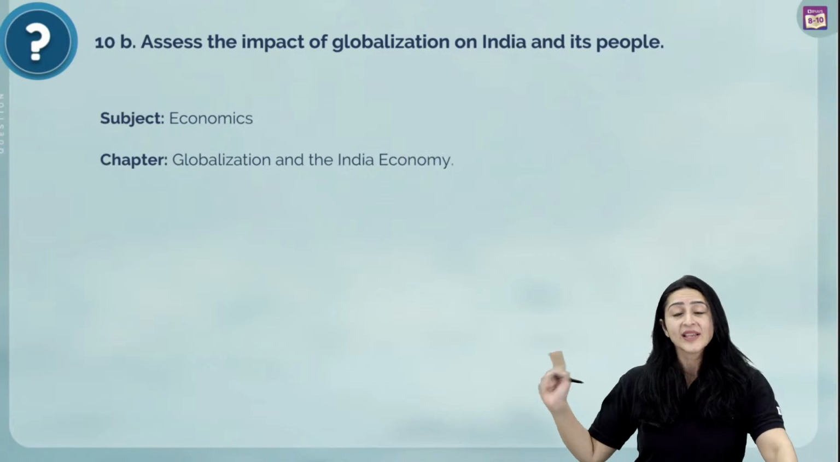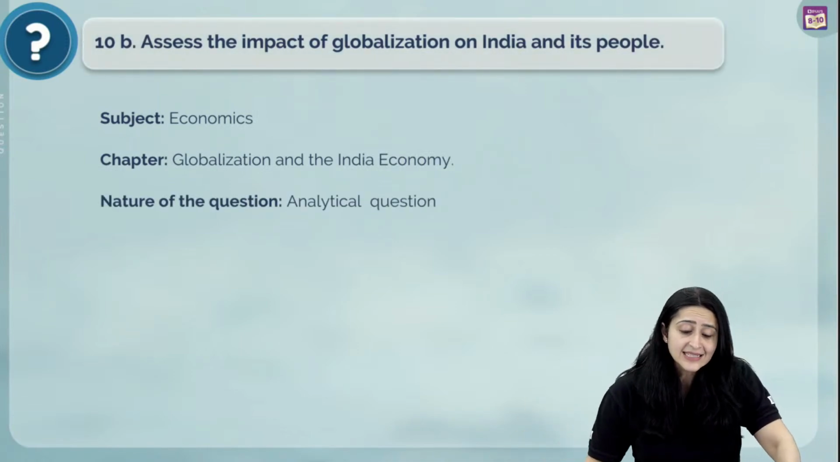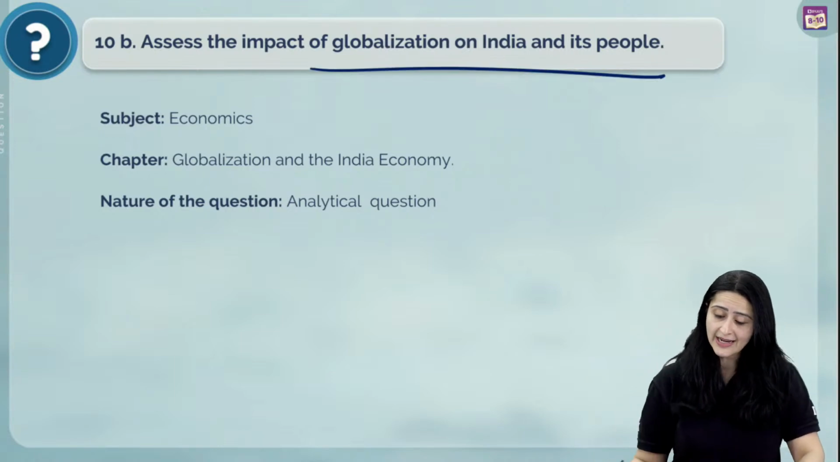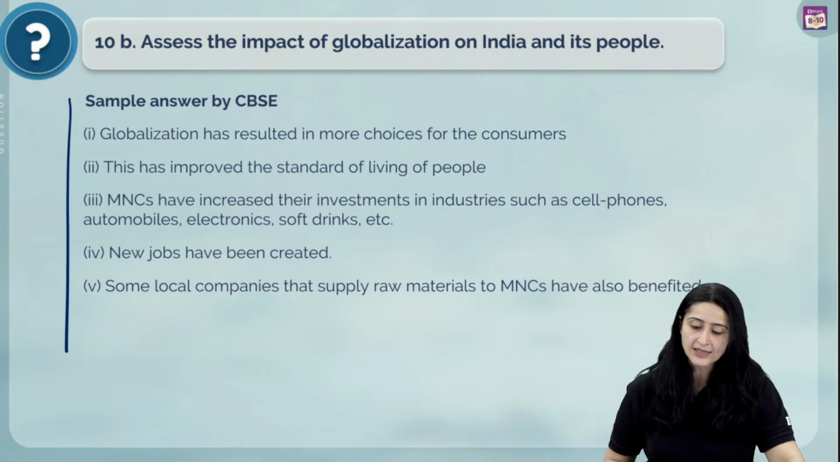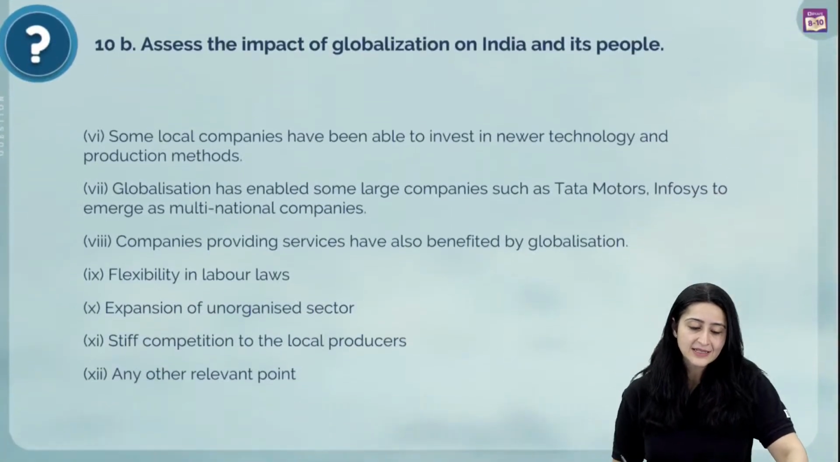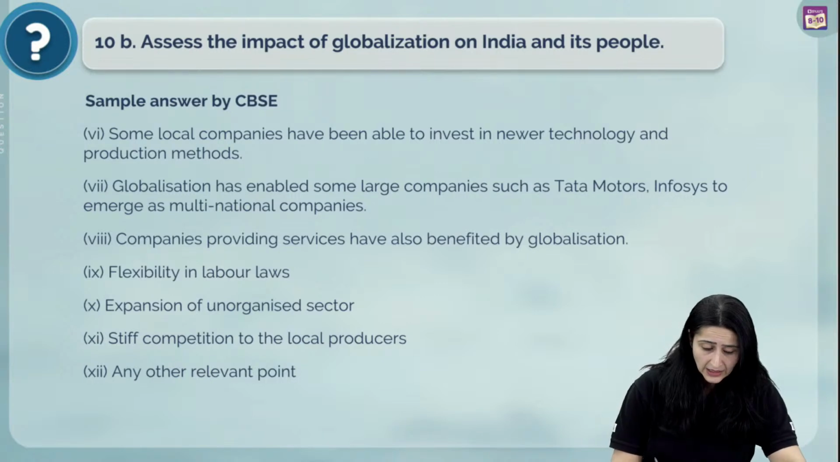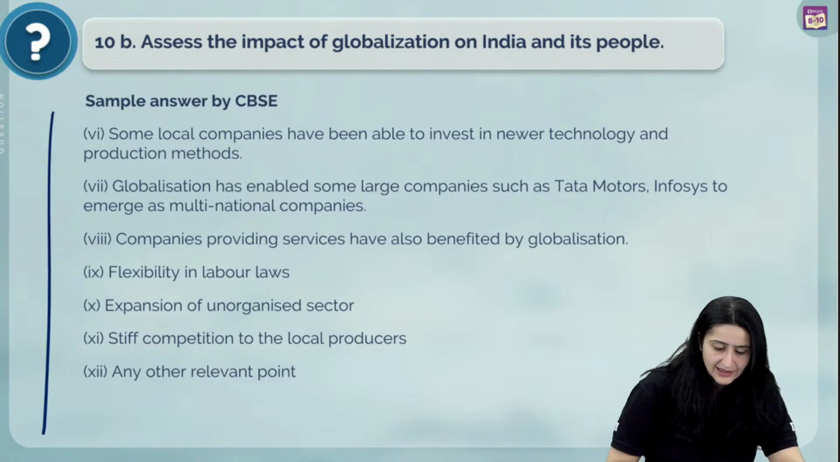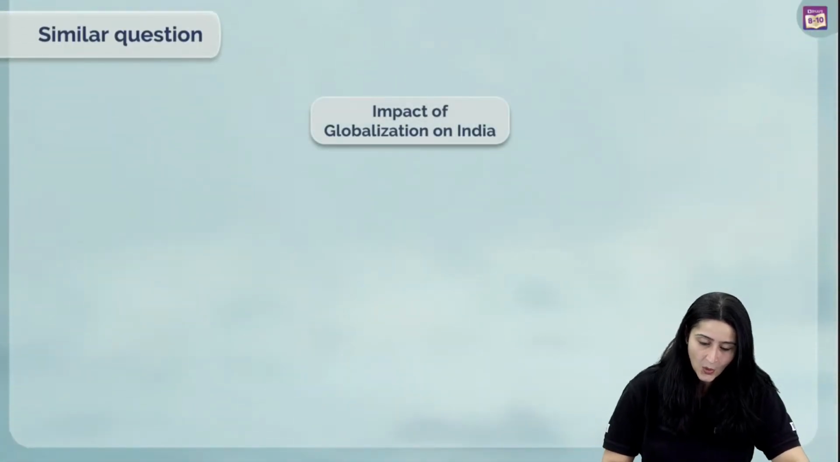Now, question 10B, this was a choice question, okay? This says, assess the impact of globalization on India and its people. Again, CBSE has given some answers over here. I'm telling you over here that okay, these are the sample answers by the CBSE again over here. This slide has been repeated, okay?